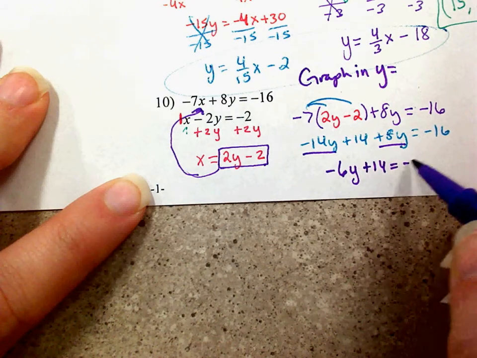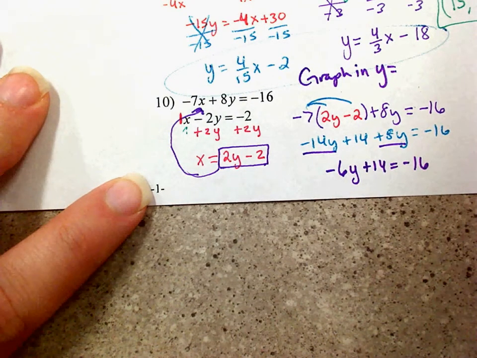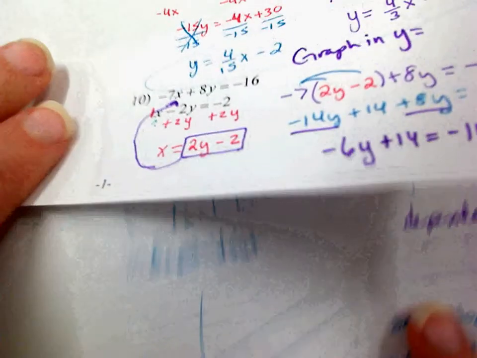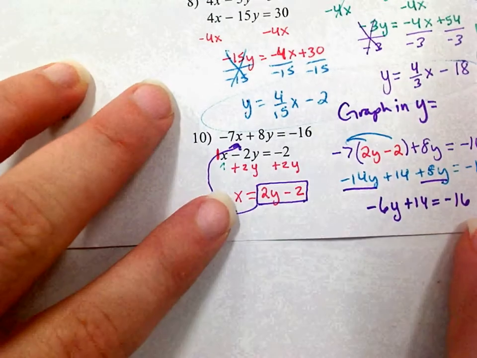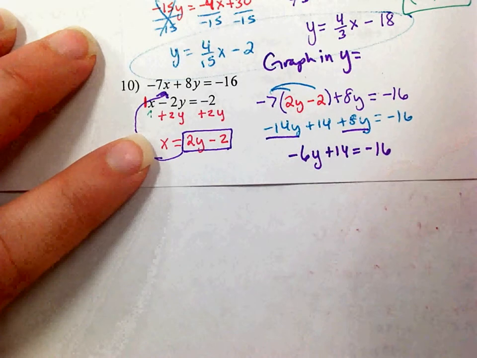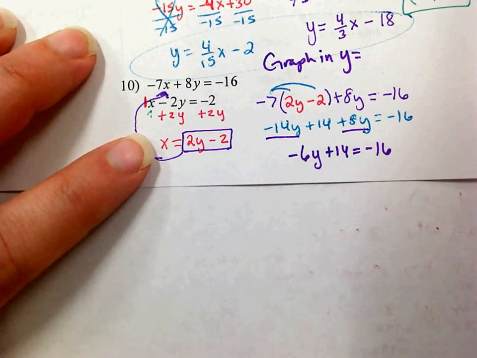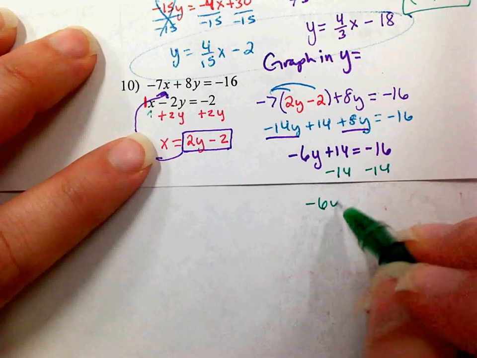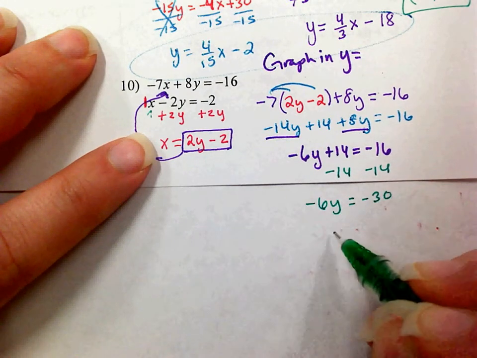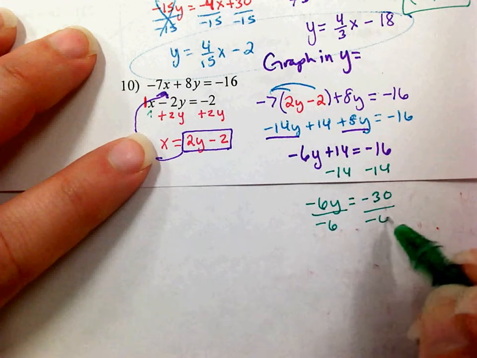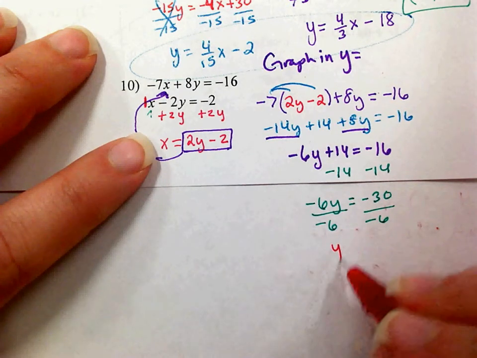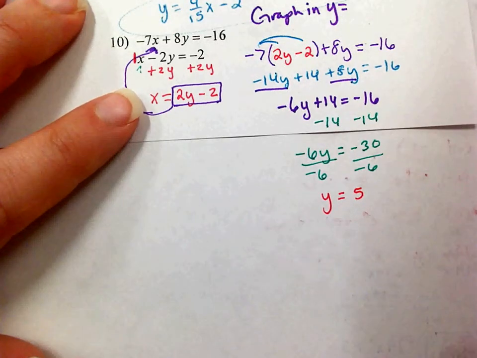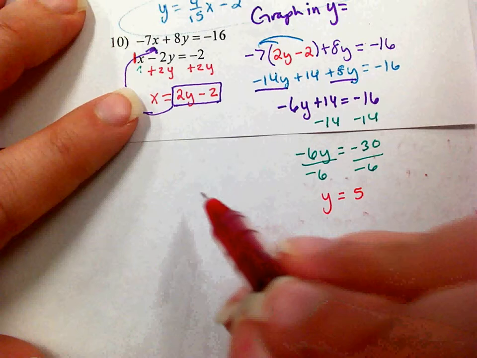What am I going to do? Subtract 14? Okay, so I'm going to add 14. Subtract 14, I mean. So negative 6y equals a negative 30. So then divide by? So y equals 5. Am I done? Now that I know what y equals, I need to find what? I need to find x.